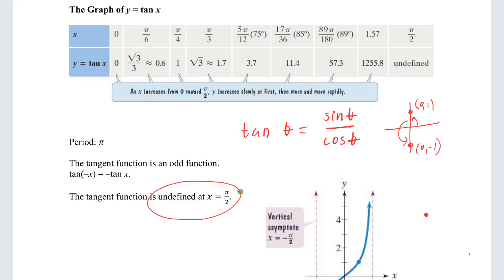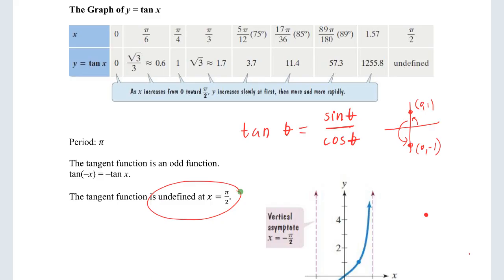Now, since the tangent function is undefined at x equals pi over 2, this creates something new that we have not seen in the other three graphs, which is what we call the vertical asymptotes. As we study the graph, pay attention to where these asymptotes occur and how they affect the shape of the curve.